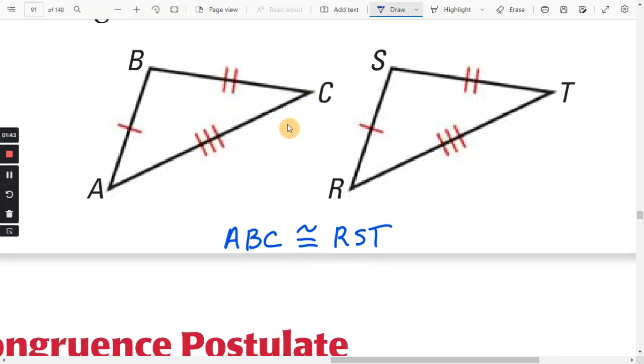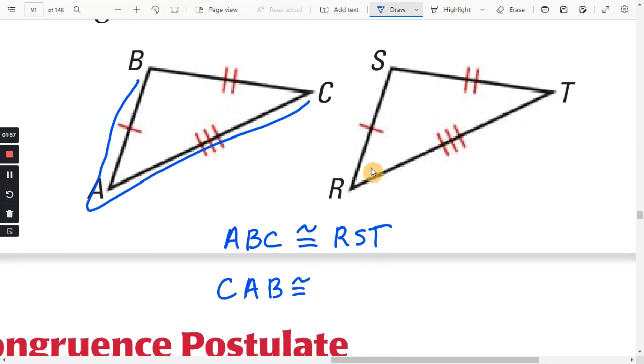If you want to start at C and make it say C, A, B, then the other triangle has to go the same order, the same direction. That would be T, R, S. So you can order the letters however you wish, as long as they match on both sides of the congruent symbol. So you want to trace them in the same order.